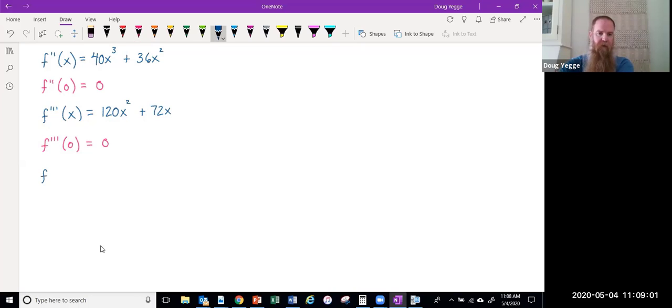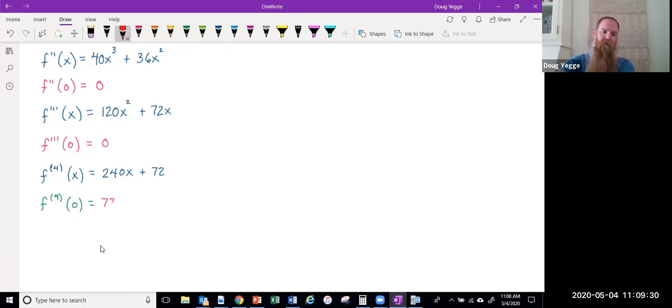So if we take the fourth derivative, now notice from this point on, we're just going to use the notation for higher order derivatives by putting that in parentheses. This gives us 240x plus 72. Okay, well that's nice, because now the fourth derivative at 0 is going to give me 72.